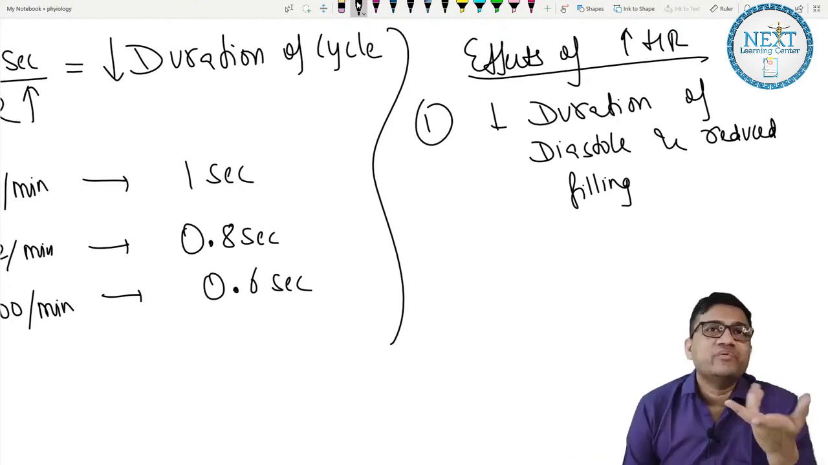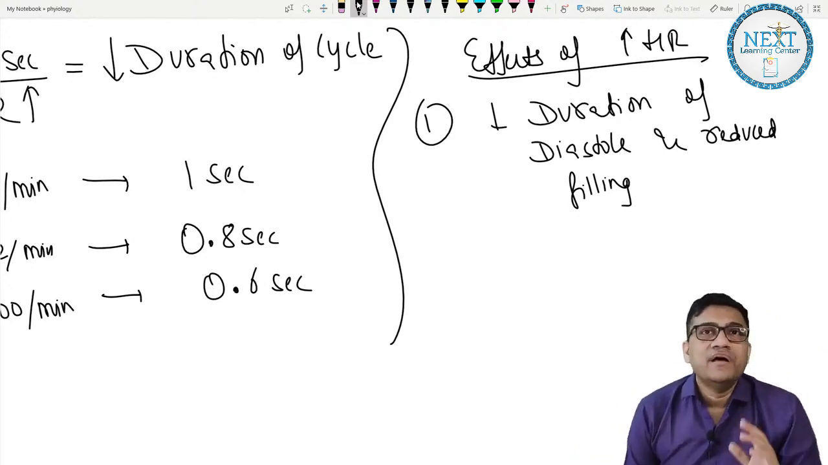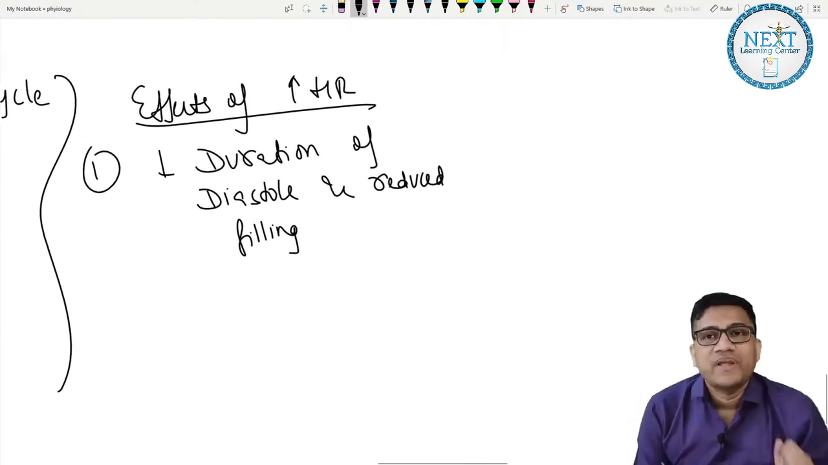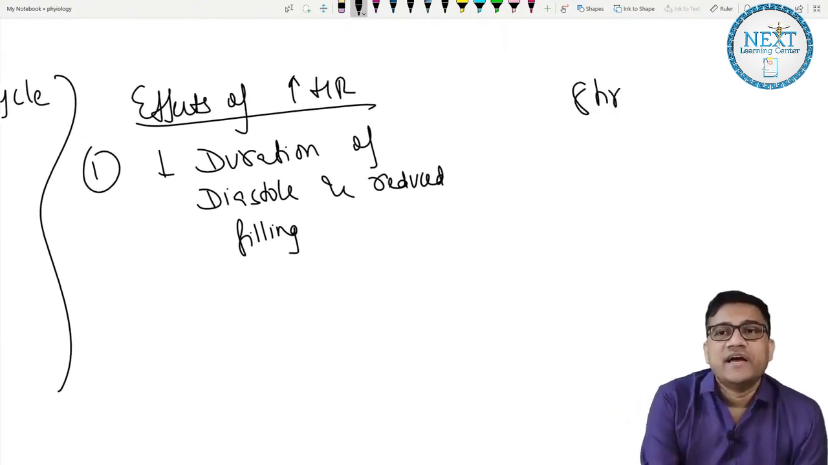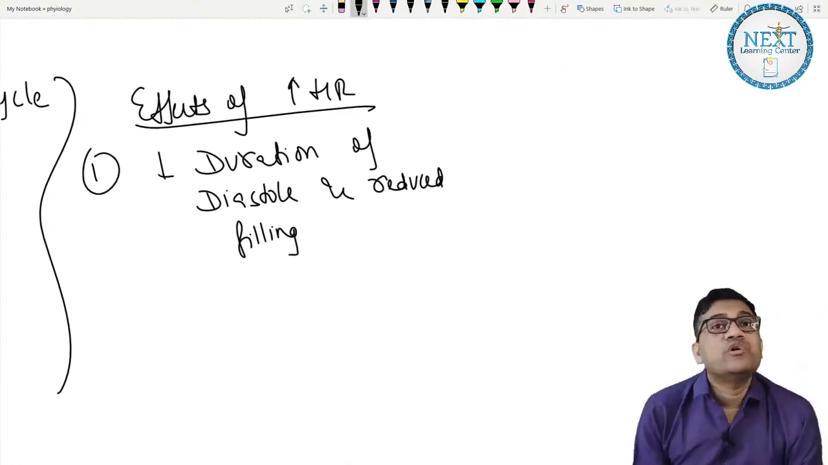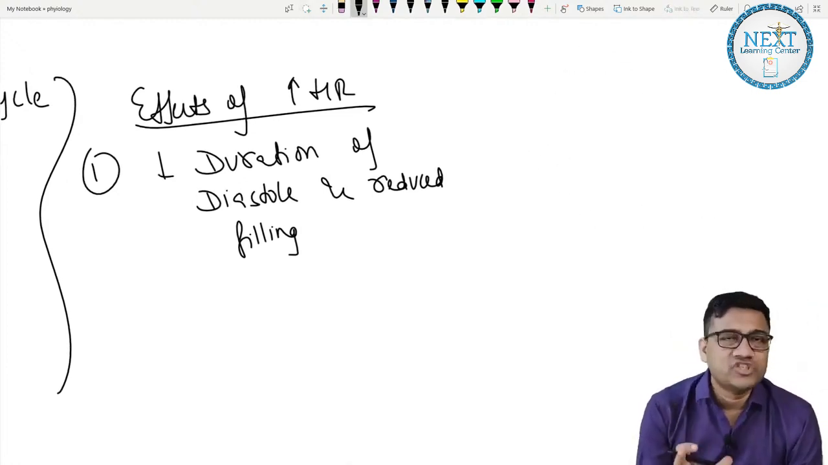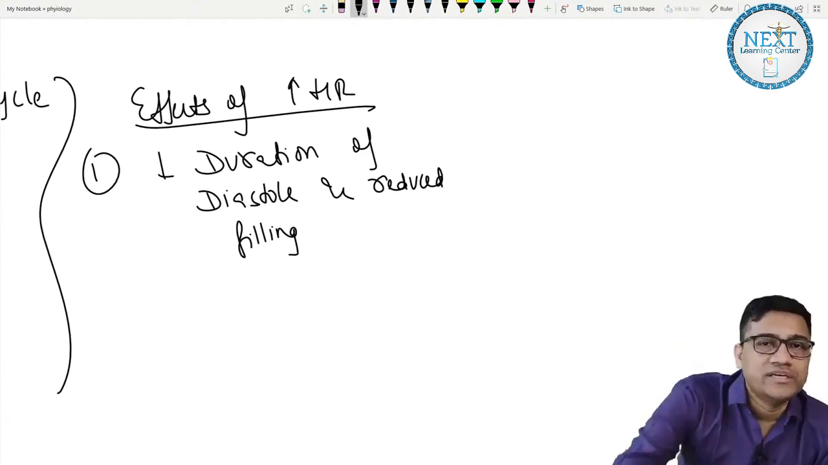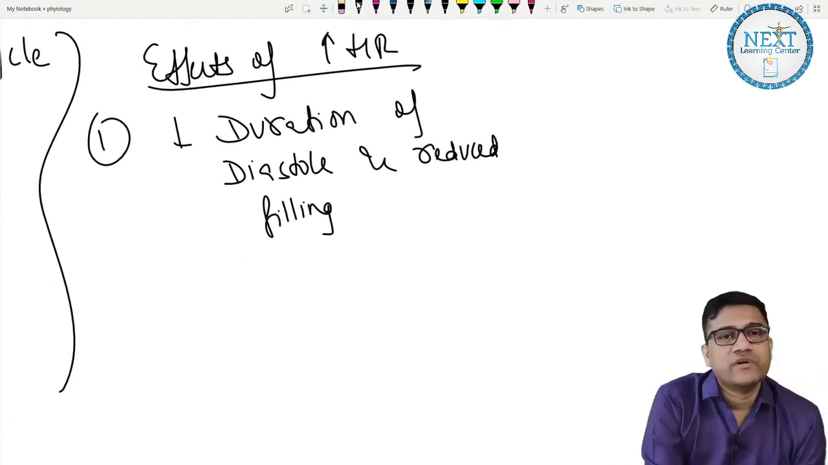So that's why initially when you increase, it's good. But like, for example, a person studies, let's say 8 hours and sleeps for 16 hours. But as he starts studying 16 hours and sleeping 8 hours or 2 hours, as he starts sleeping less, his brain will not make good memory. So that is why too much reduction in diastole is bad. So that is one problem.